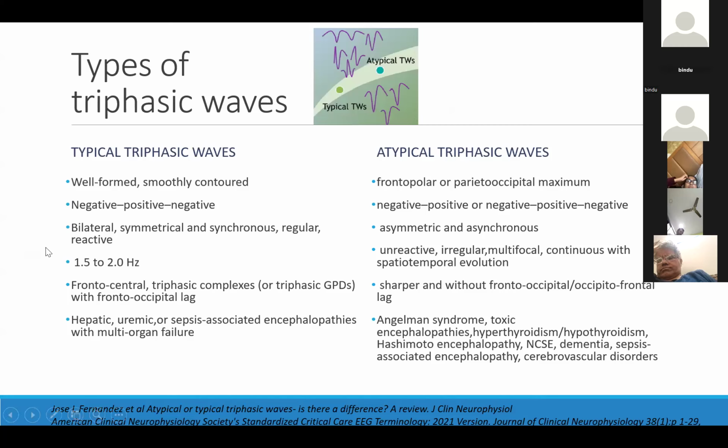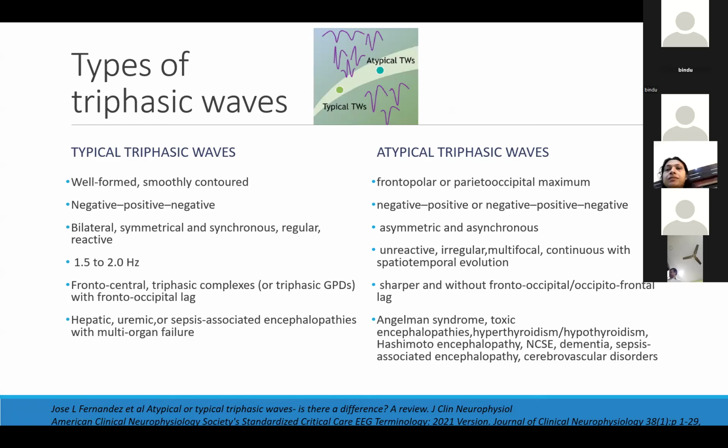The types of triphasic waves have been described. The classical ones, in sepsis as well as hepatic and uremic metabolic encephalopathy, are the typical triphasic waves, which are well-formed, smooth contoured, negative, positive, negative in polarity and phases, bilateral, symmetrical, and synchronous, regular, and reactive, coming in a periodic fashion at 1.5 to 2 hertz frequency on average, and they can have a frontocentral or fronto-occipital lag.